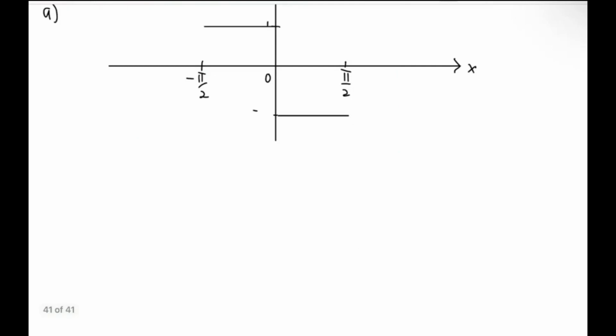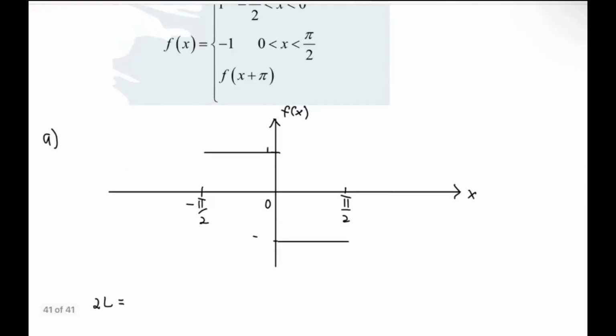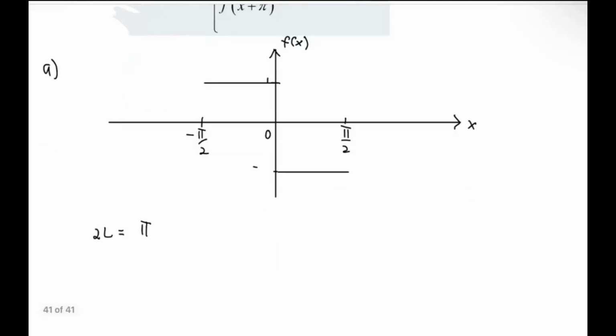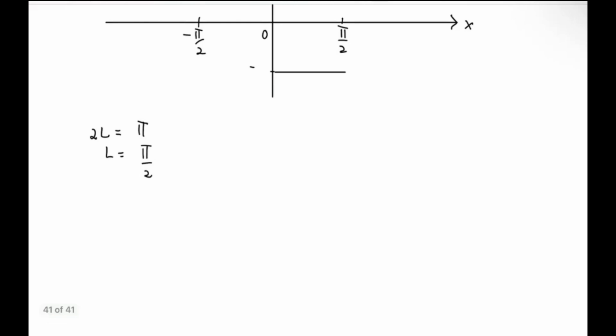To find the Fourier series coefficient, first we need to determine the L. So 2L is equal to pi. So L equals pi divided by 2. So the value of L is pi over 2. a0 is 0, an is also 0, so no need to find a0 and an.